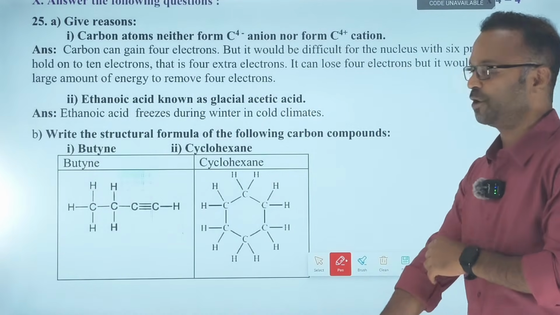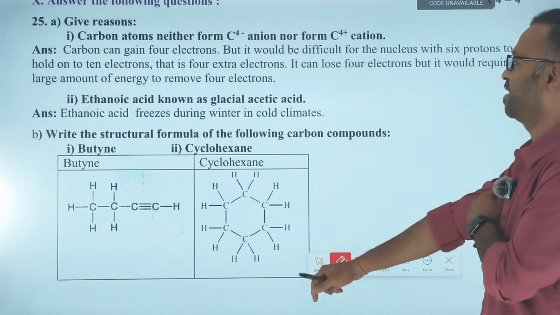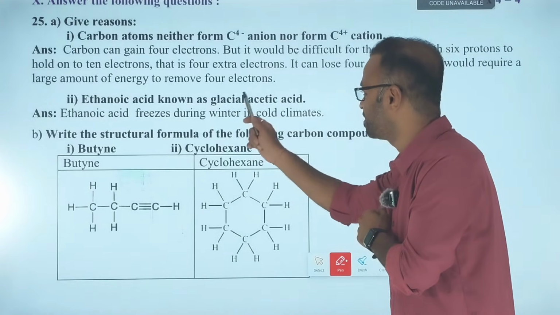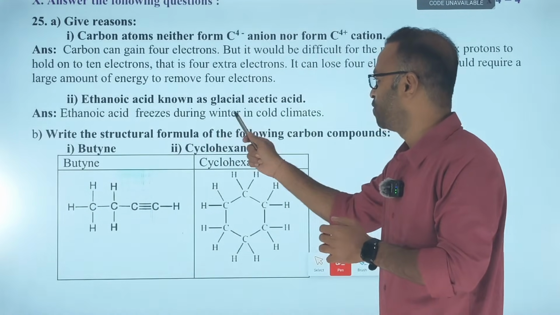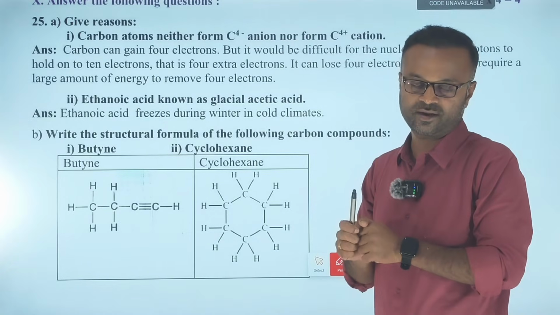Same explanation you need to give. There is a sub question again. Ethanoic acid is known as glacial acetic acid because ethanoic acid freezes during the winter in the cold climate.